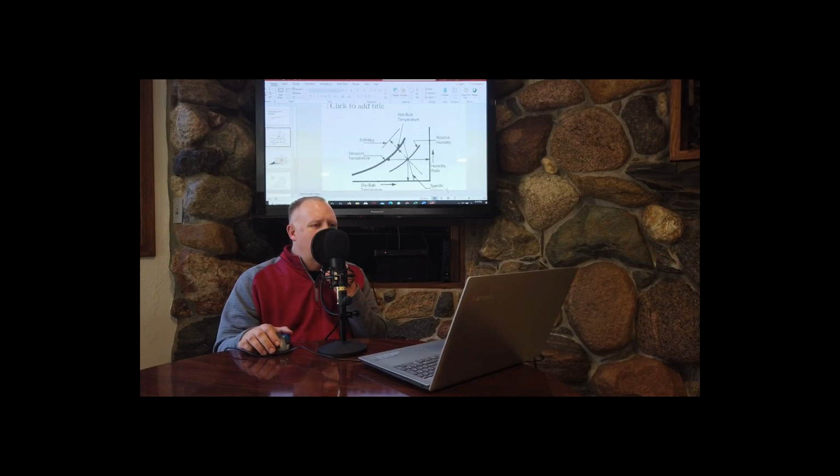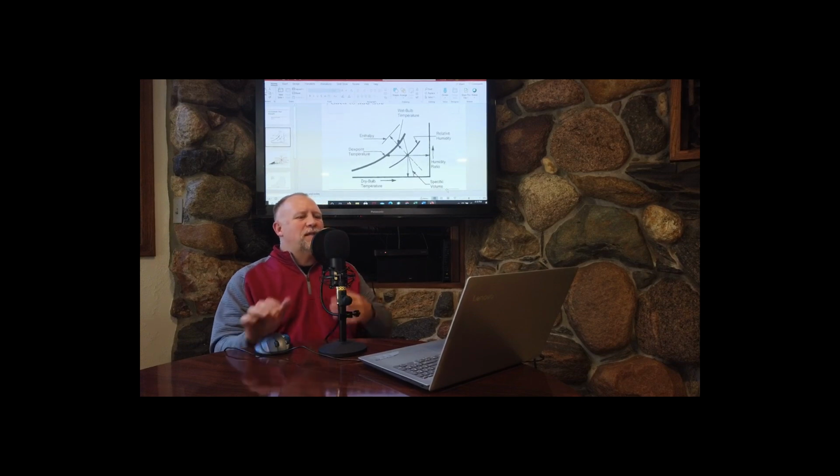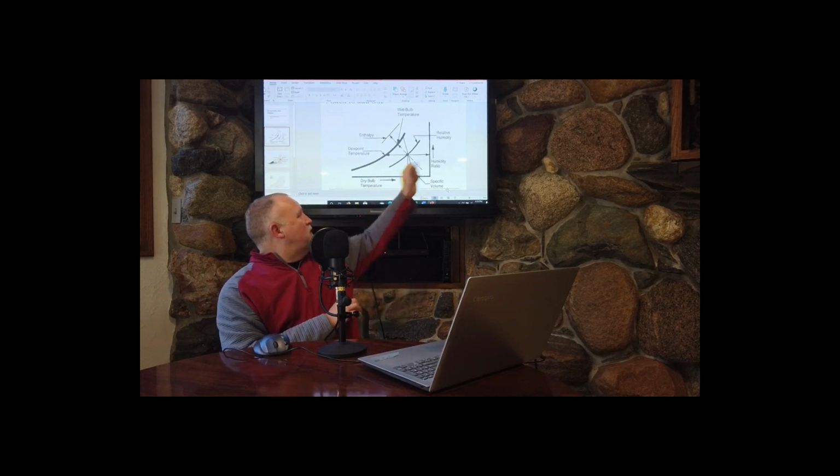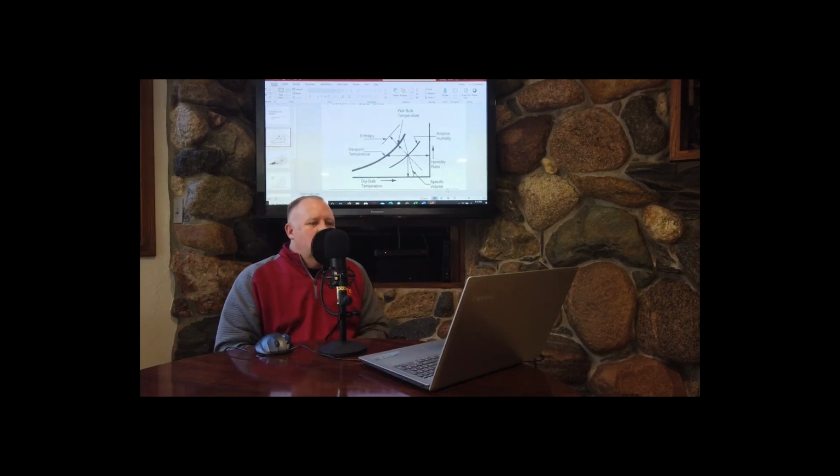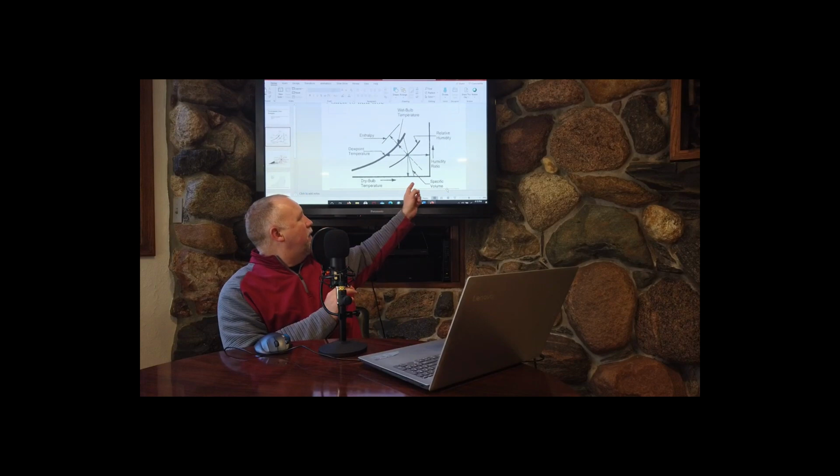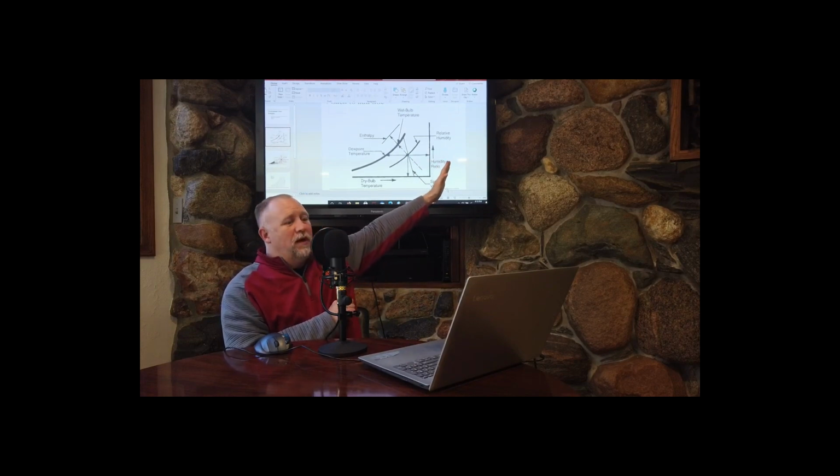All right, let's start. Here's the basics. If this is your psych chart, these are the basic axes. We went over this before, but this is here for you to review. Dry bulb temperature on the bottom, humidity ratio on the right axis. Past that is dew point, and past that is vapor pressure.